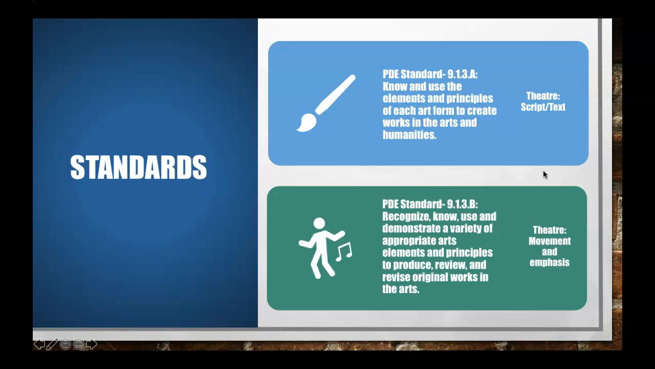In the elementary classroom, you can best go ahead and incorporate theater in your ELA time period. The students can go ahead and write their own scripts and texts, and then choose movement and emphasis pieces in those texts to perform them. It's a great way to do a summative and formative assessment for your students.